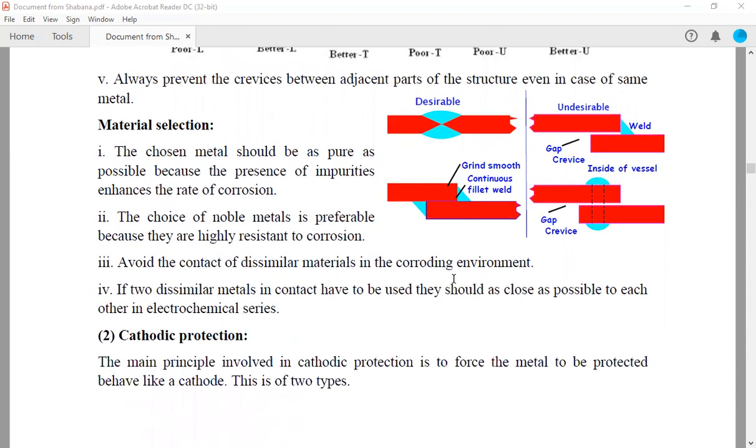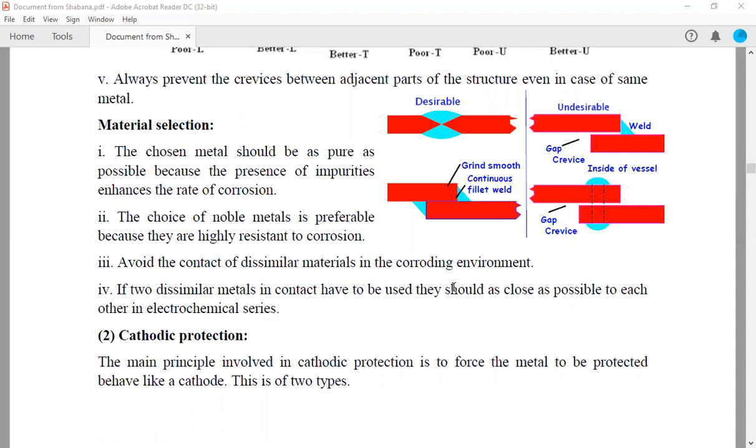Coming to the cathodic protection, the main principle involved in the cathodic protection is to force the metal to be protected to behave like a cathode. That means the base metal which is to be protected should be forced to behave like a cathode.